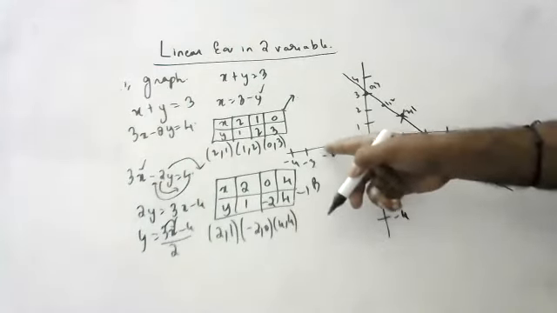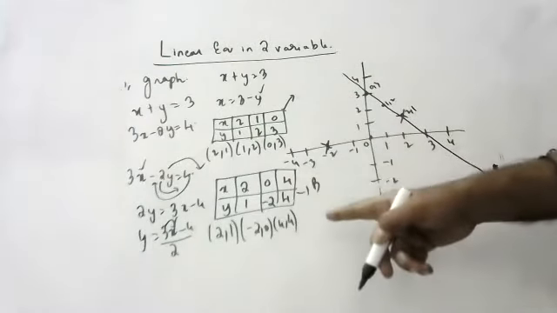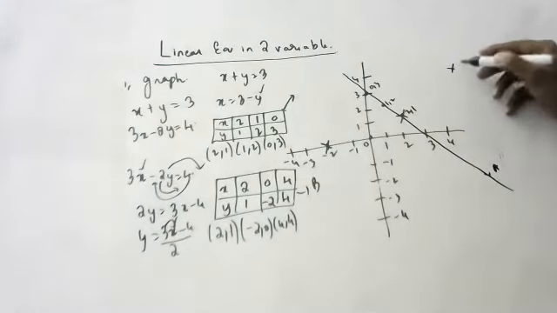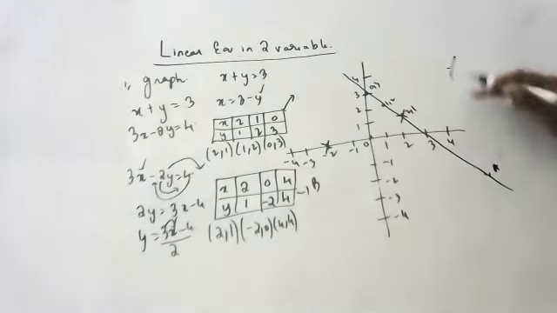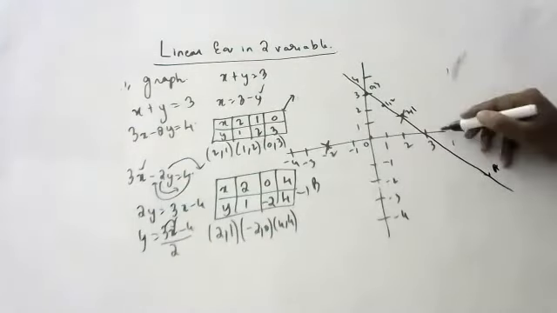Minus 2 comma 0 means here only, children. Minus 2 comma 0. Third one is 4 comma 4. 4 comma 4 means here somewhere you will get, children. Actually, since this is my own drawing, a little bit is coming off. It should come in a straight line, children. Actually, it will come in a straight line.